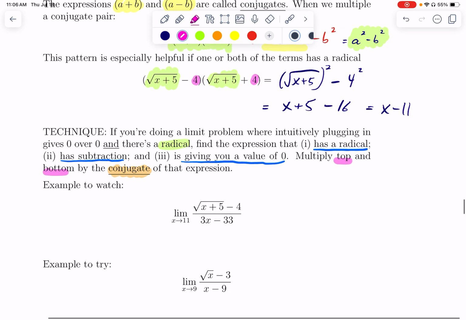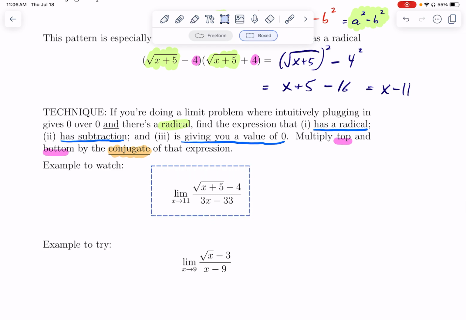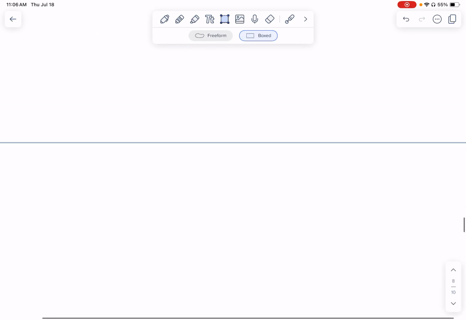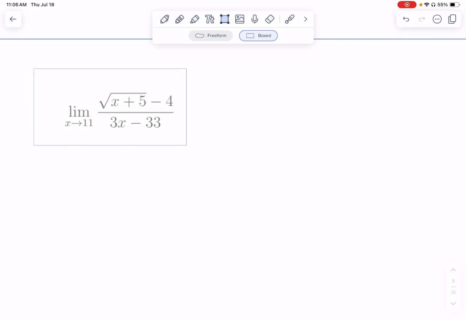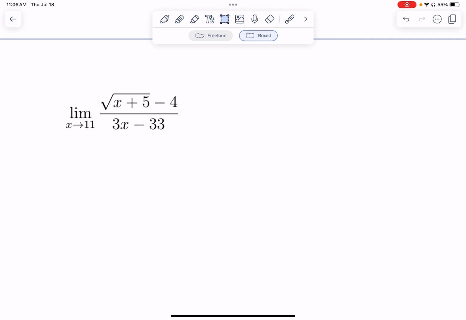All right, a little bit tricky. Let me illustrate this with an example. So here's an example to watch. So I have the limit as x approaches 11 of this whole expression of square root of x plus 5 minus 4 over 3x minus 33.